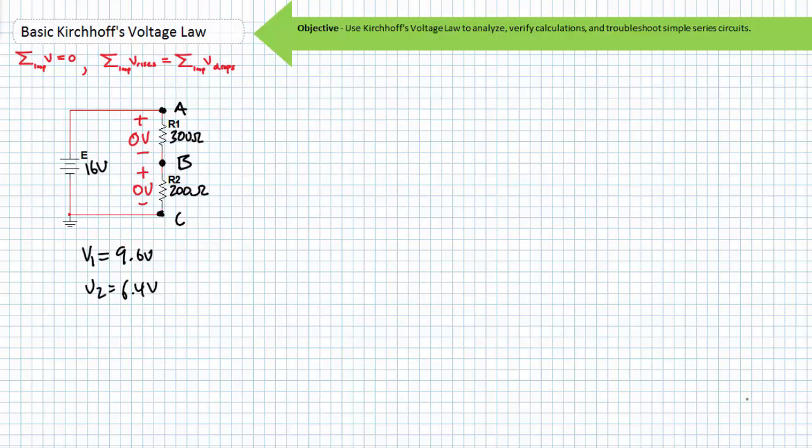Note our initial schematic shows the source in series with two elements, necessitating three nodes, A, B, and C. V1, using double subscript notation, can be rightly called VAB, and V2 can be called VBC. Obviously, VAC should be 16 volts. And our calculations indicate VAB should be equal to 9.6 volts, and VBC should be equal to 6.4 volts.